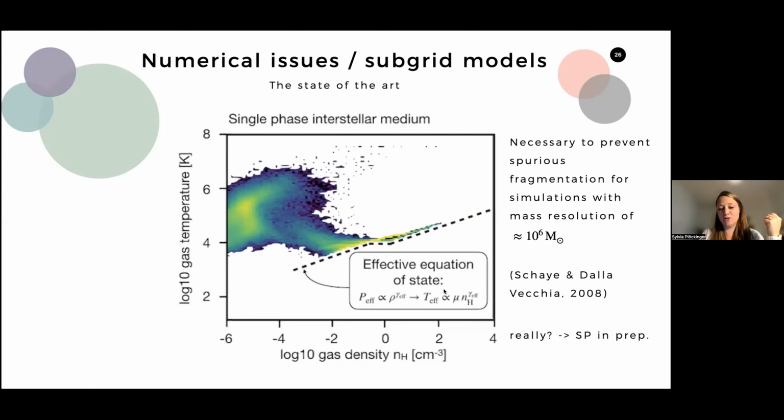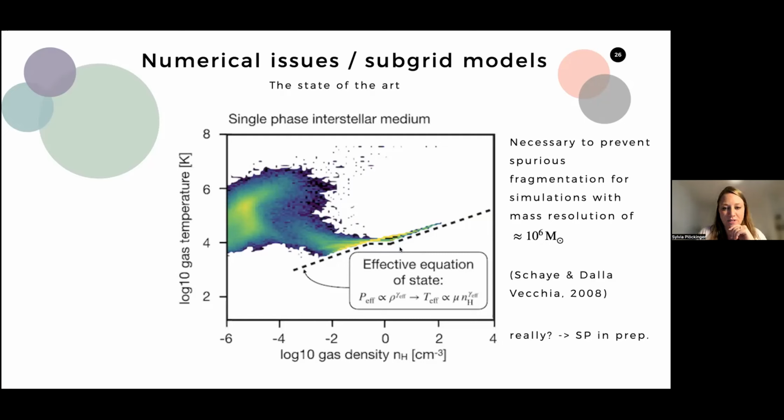And note that there is no cold gas here. There is no gas below 10 to the 4 Kelvin and with densities above 0.1 particles per cubic centimeter, because this gas is modeled by a so-called effective equation of state. Sometimes this is also called the Springel and Hernquist 2003 model, which has a slightly different shape, but overall it means that there is no cold gas modeled explicitly in the simulations. All the processes that are not resolved are swallowed by this effective equation of state. It has always been argued that this is necessary to prevent spurious fragmentation for simulations with this kind of mass resolution of 10 to the 6 solar masses.